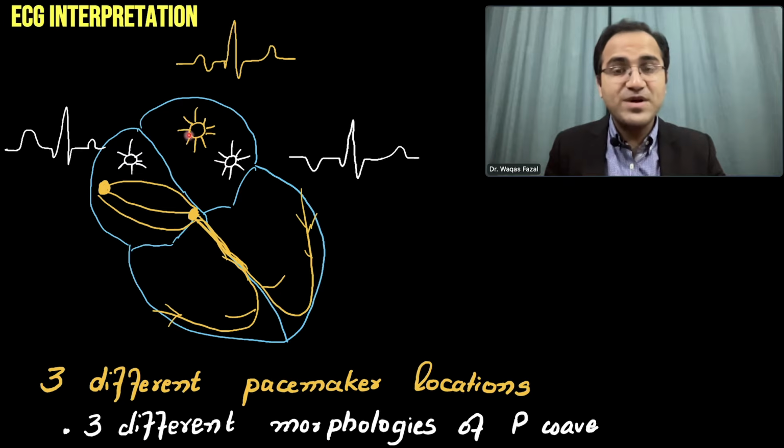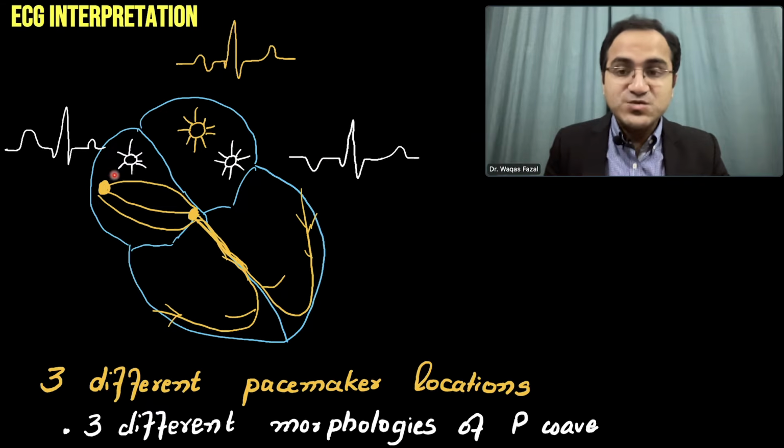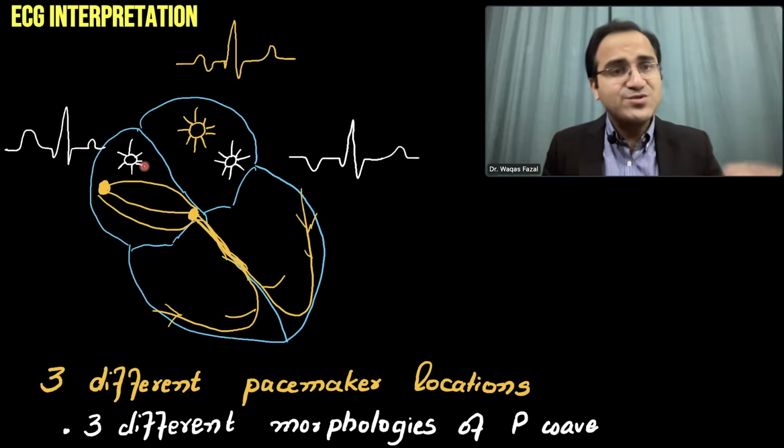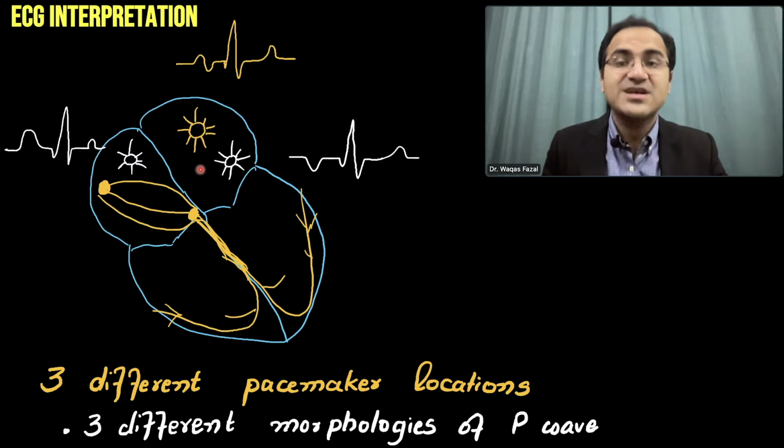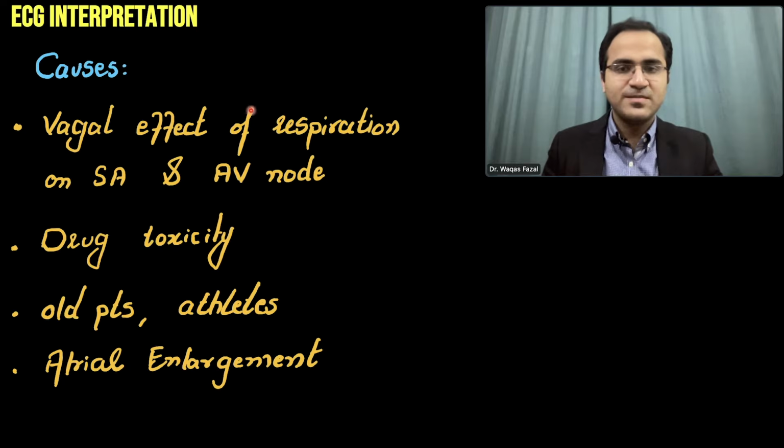Now this yellow ectopic focus can produce a P wave like this. The white one can produce an inverted P wave. This white one can produce a P wave like this. So there are different morphologies of the P waves because instead of SA node, these ectopic foci are producing electrical currents and they are taking over the electrical activity of heart. And since there are three different pacemakers, three different ectopic foci, you will see almost three different morphologies of P waves. That is called wandering atrial pacemaker.